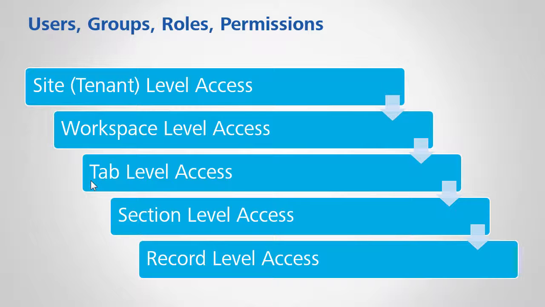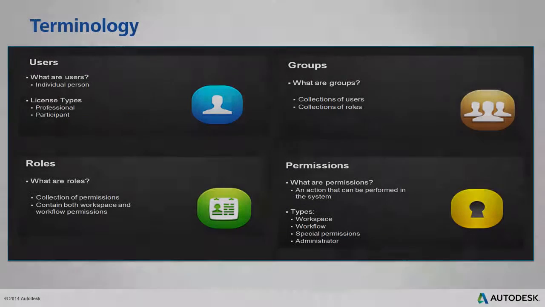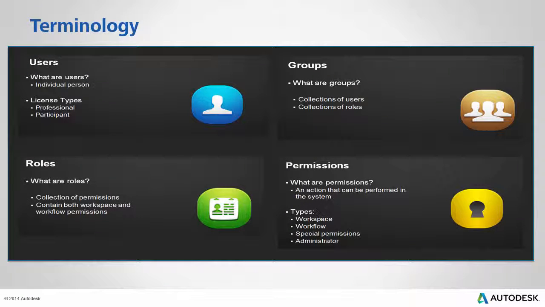Then once inside of a workspace, we can break it down even further and turn on and turn off tabs and even have read and write permissions within the tabs. Within some of the tabs, like the item details, we can have section level access, which would mean turning off or making read-only certain sections. And then down at the most granular, we actually have a record by record level access that we can enable depending on the circumstances.